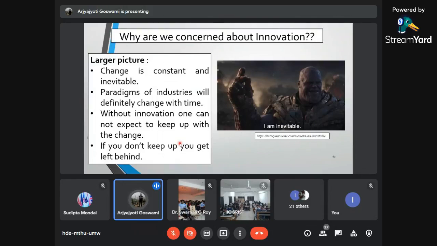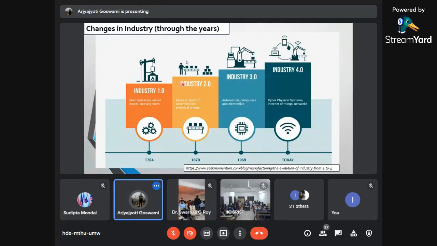Okay, why are we concerned about innovation? We are concerned about innovation because we have to do it. Change is constant, change is inevitable. Industries will shift their nature, right? Industry 1.0, around the 1780s, the first industrial revolution came. It was mostly based on steam and mechanized power.